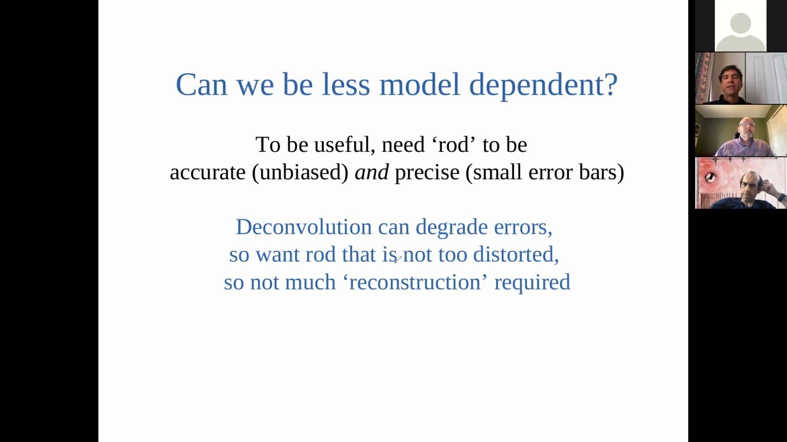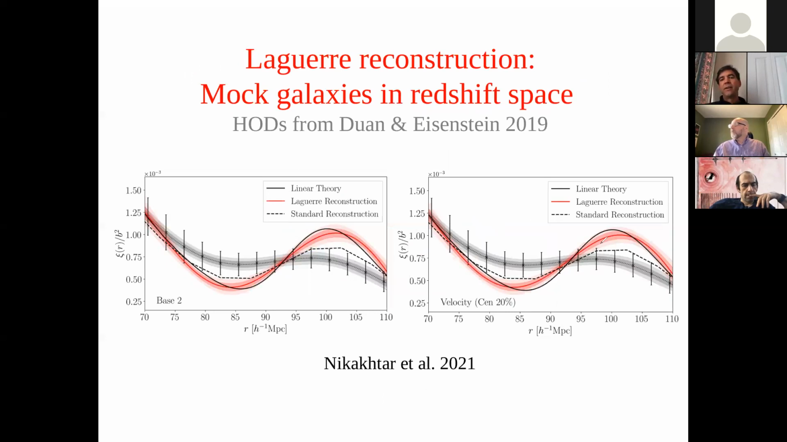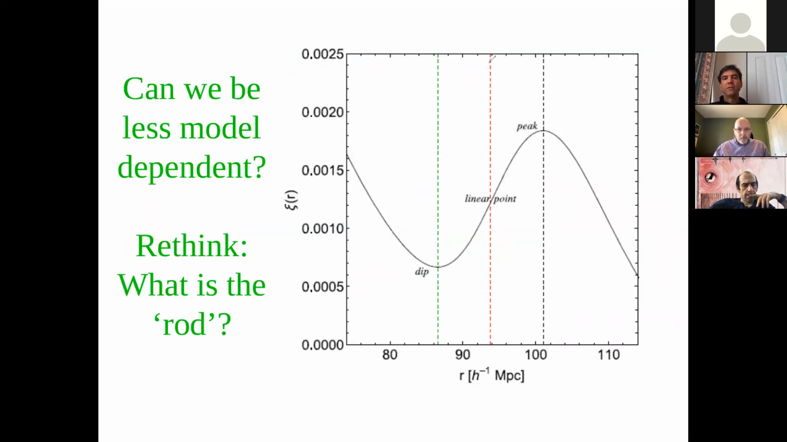Okay. And so here the philosophy is that we want to look for something that is not too distorted, so that it didn't need much reconstruction in the first place. Okay. And so that means that we are not necessarily going to use the scale of the peak itself as our standard rod. We're going to think of something else. And so here's the schematic. The correlation function has a peak and a dip, and there's a point in between. And we'll call that thing the linear point, okay, the midpoint between the peak and the dip.